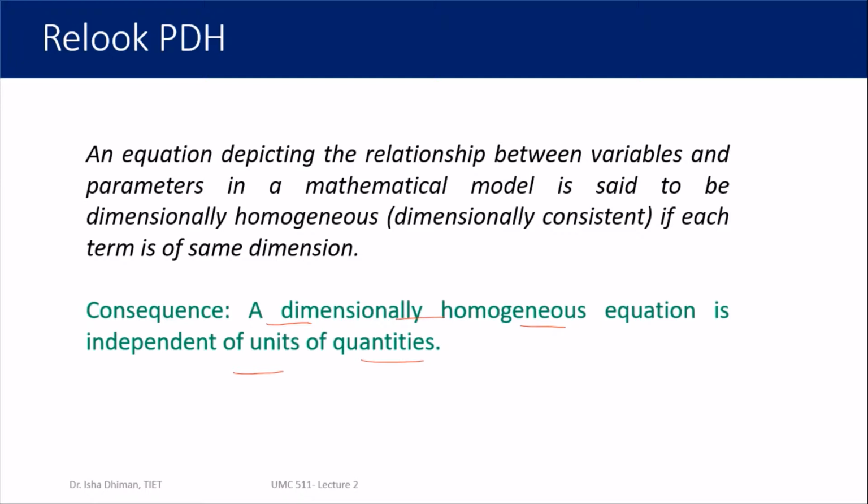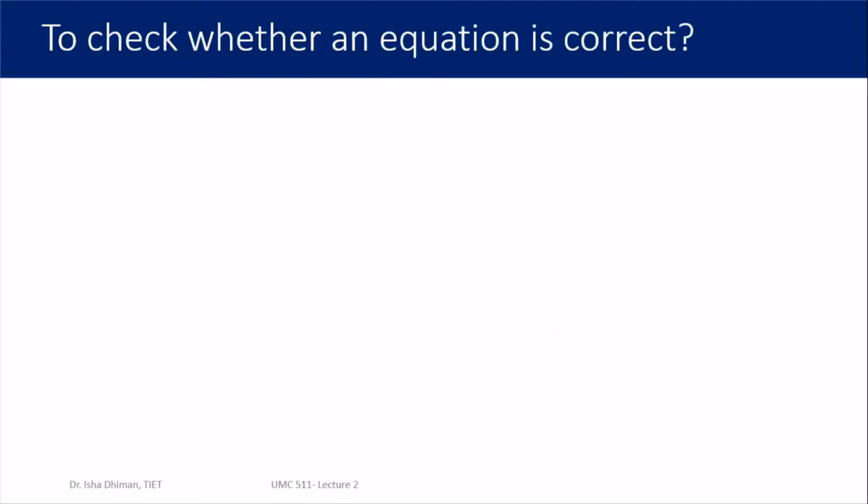If on changing the system of units, your equation gets changed into an entirely new equation, that means your equation is dimensionally not consistent. So that's a check, a way to know whether our equation is dimensionally correct or not, and this is a consequence of the principle of dimensional homogeneity. So let's do this for an example to check whether a particular equation is correct or not.